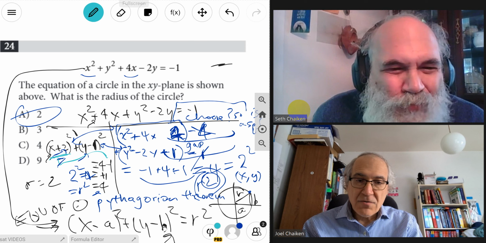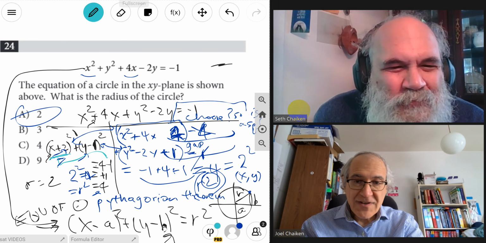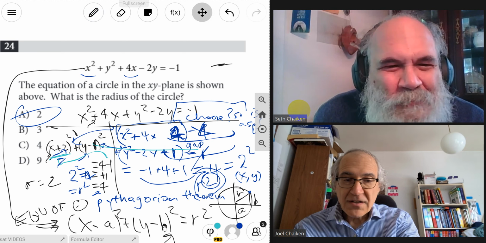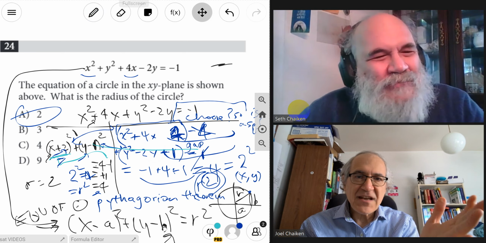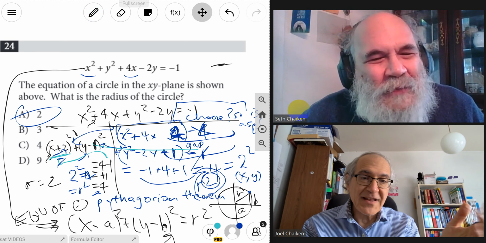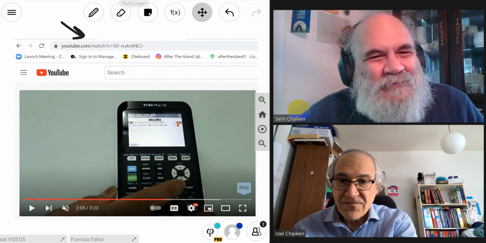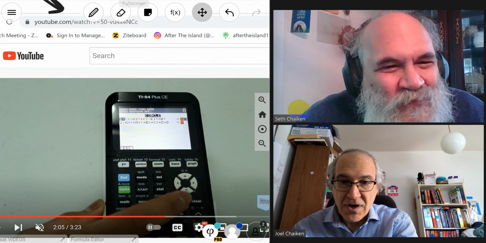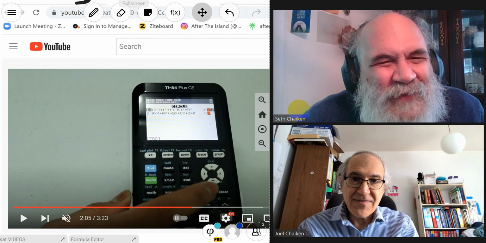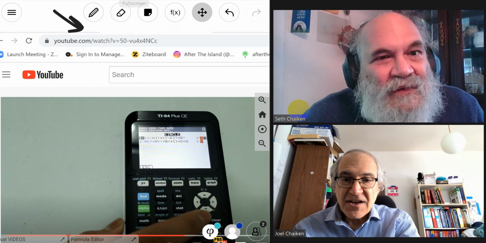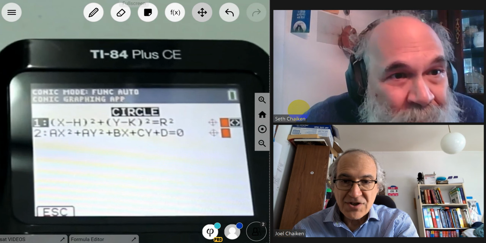Okay, so the calculator option. We did a little bit of research, and we found out by Googling TI-84, which is the calculator virtually everybody has, like the SAT, TI-84, graph a circle or something like that in Google. It turns out our research shows that if you have the TI-84 Plus CE, which is a little bit of a newer model, a little more expensive, and probably anything higher than that, there is an option to graph a circle.